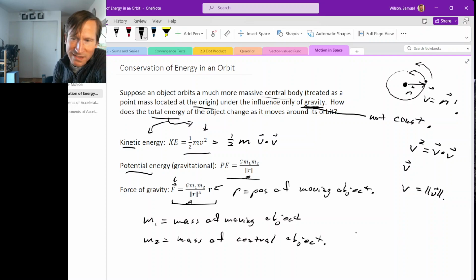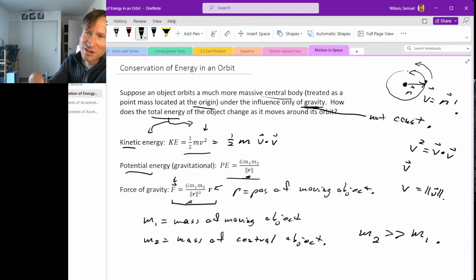And as part of this setup, remember the mass of the central object, m2, has to be much larger than the mass of the first object. The reason for that is because we're going to assume that the central object doesn't move, which, of course it does. If the central object is pulling on the orbiting object, the gravity of the orbiting object also pulls on the central object. But if its mass is much, much larger, it will experience virtually no movement from the gravity of the orbiting object. So we're going to assume that the central object stays put.